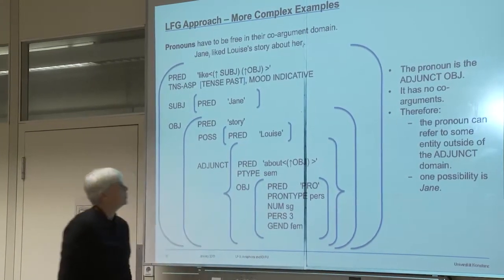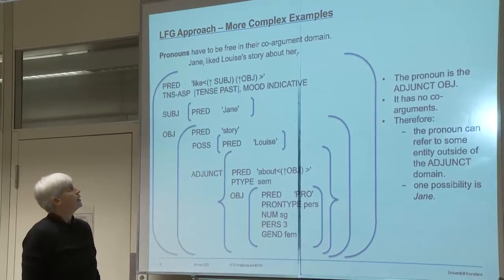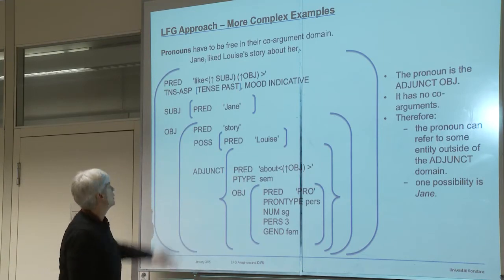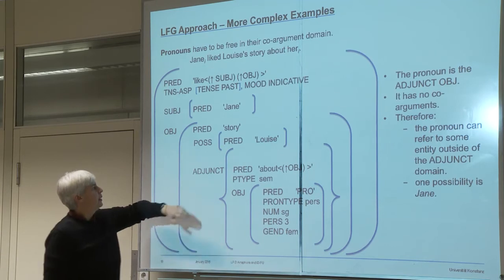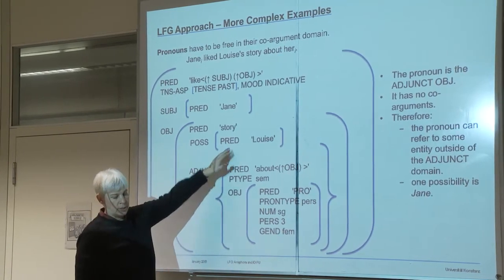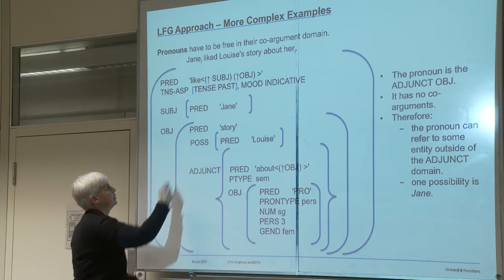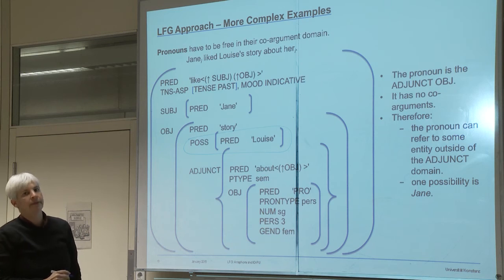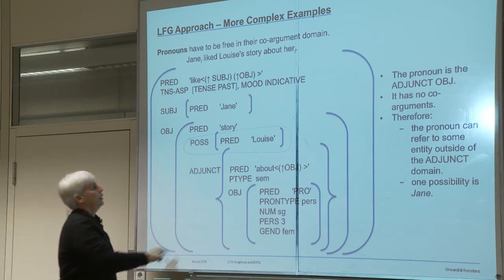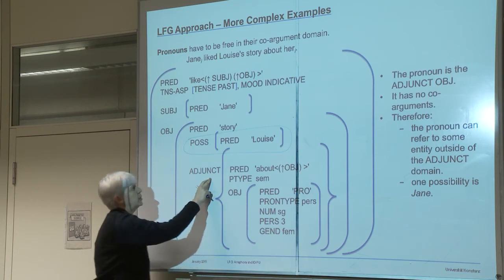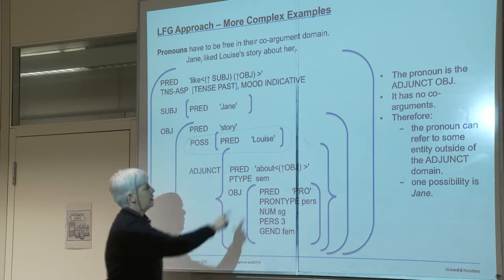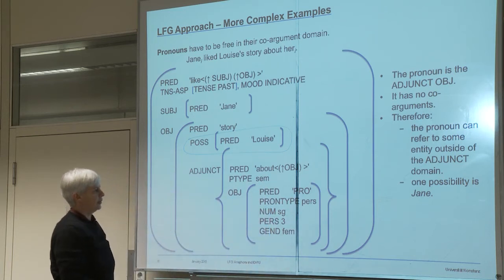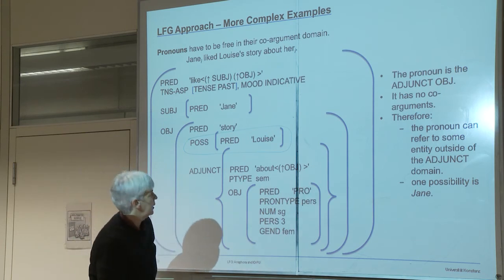Same procedure as before. Here's the example. Jane liked Louise's story about her. Like subject-object, subject Jane, object story, pos Louise. This is the new bit. There's a possessor. It's Louise's story. And then this we've seen before. There's an adjunct. It's modifying story. About takes an object. It's a semantic preposition, and here's our object. This is our pronoun.